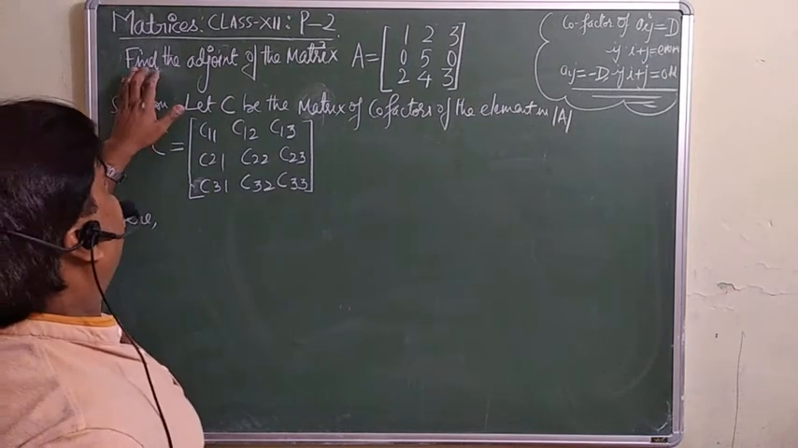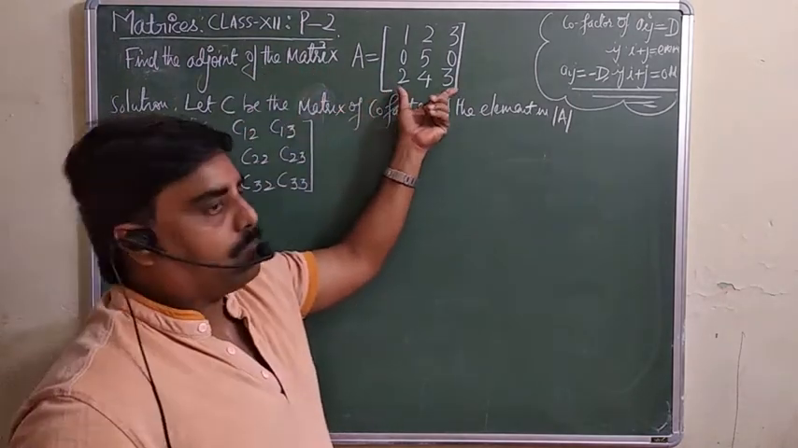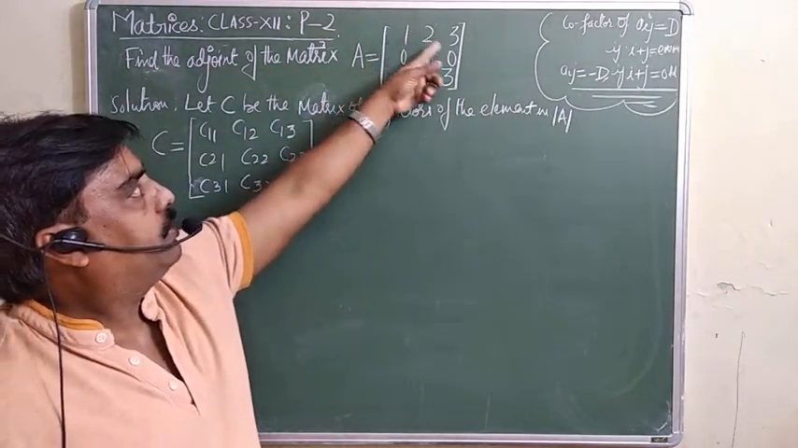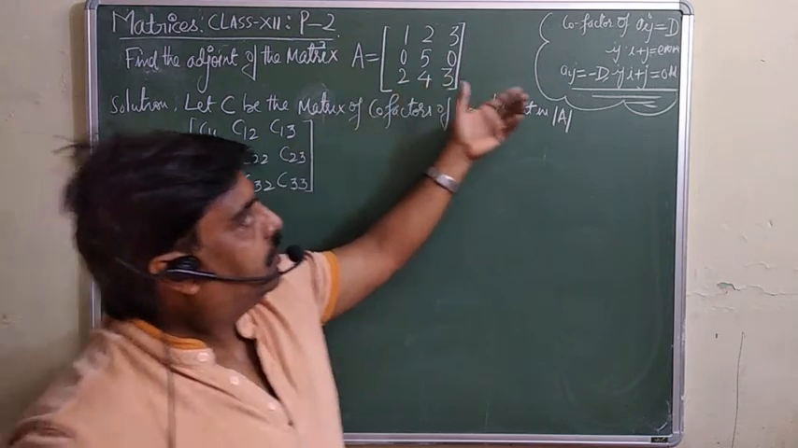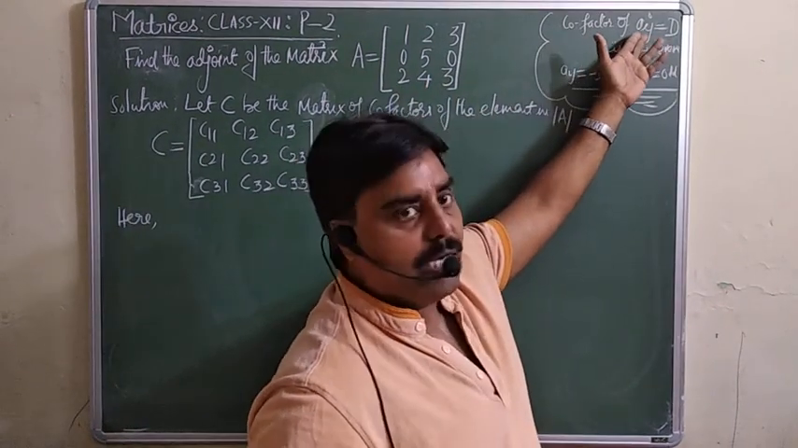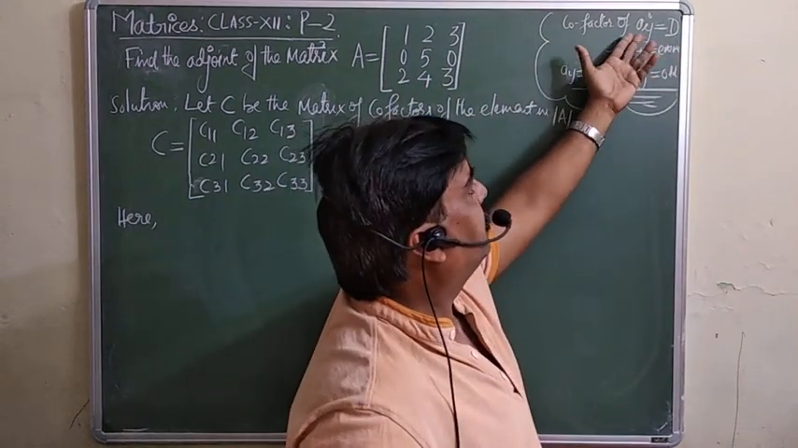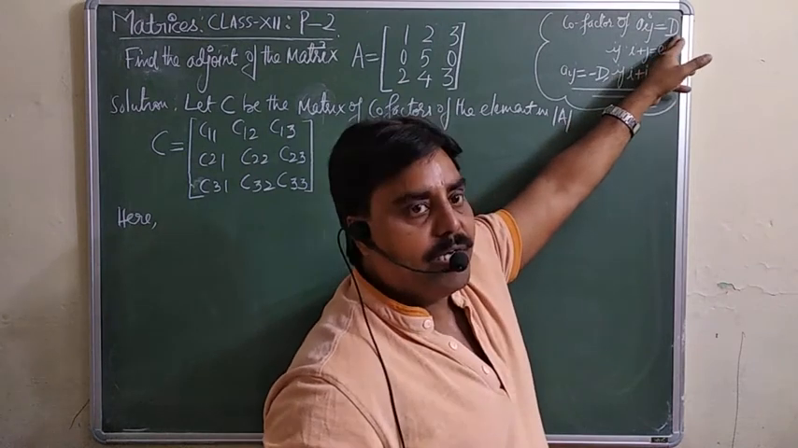So now the question is: find the adjoint of the matrix. The matrix is given, and we want to find the adjoint of this matrix. See, the cofactors of any one of the elements you are going to write. This is the method: Aij will be equal to the determinant D itself.